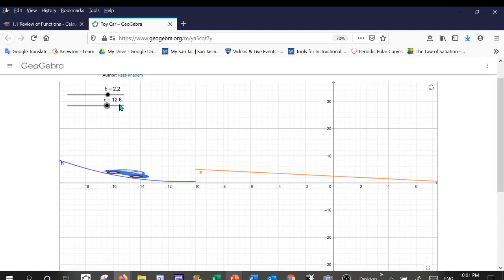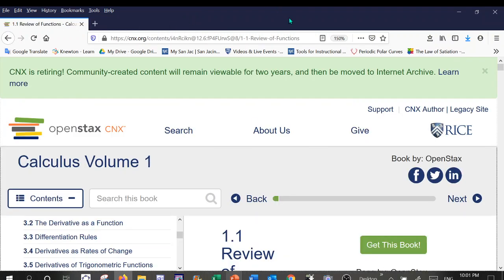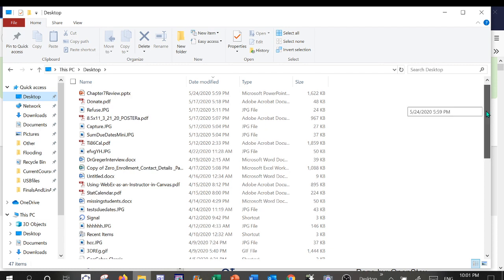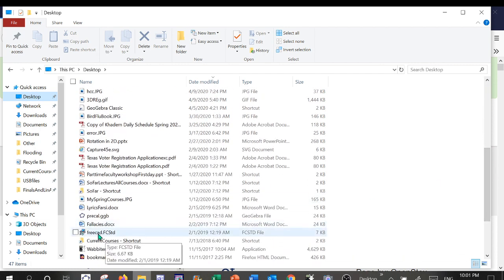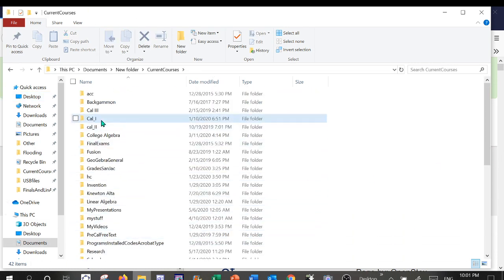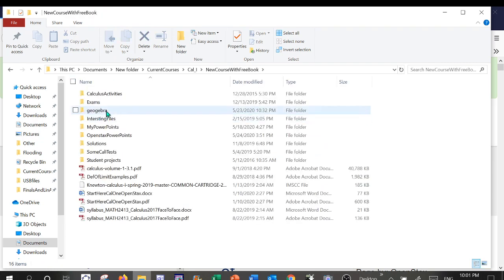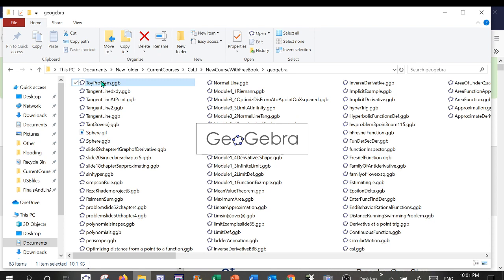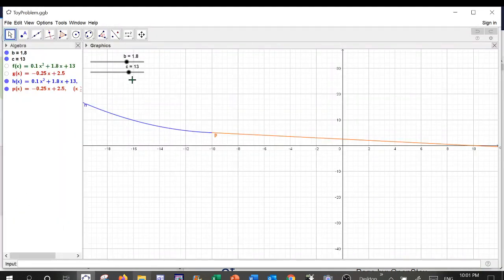Can't get it. But this is the online one, it doesn't want to cooperate. So I'm going to get the one that I have on my computer. So let me go do that quickly. Calculus 1. Here you go. GeoGebra and the toy card right here. So I'm going to use that right here.